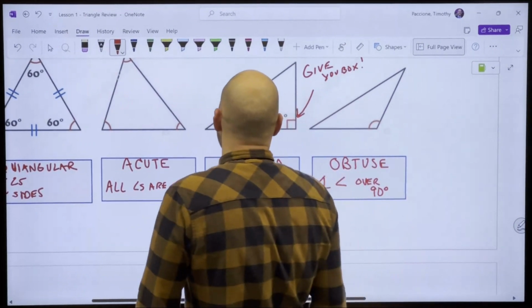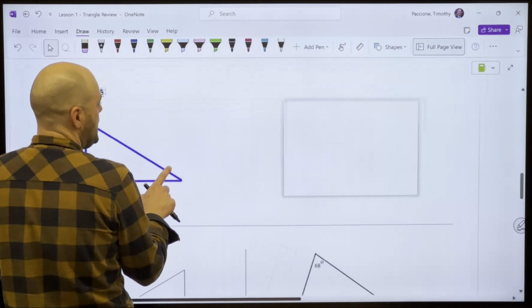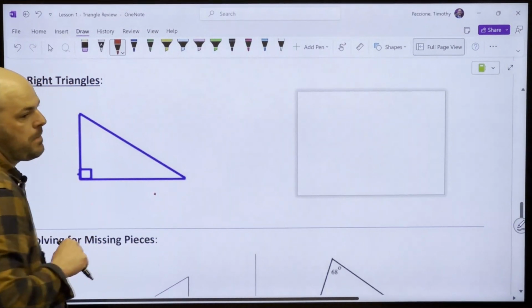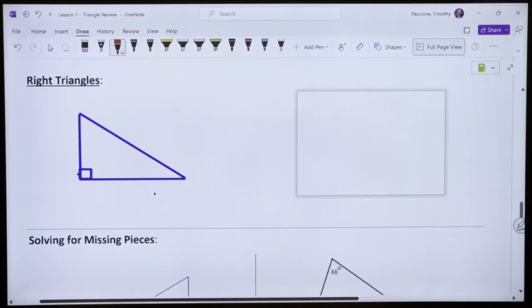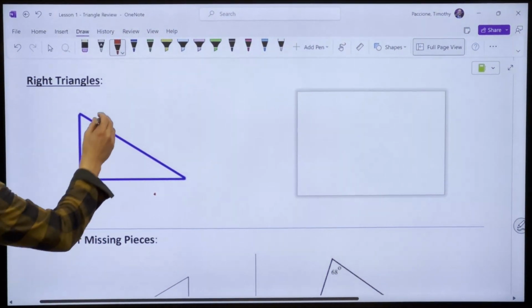Okay. All right, so we're going to lock in on one type of triangle. This type of triangle, which is? A right triangle. And right triangles are special. They have special relationships we can use, okay?